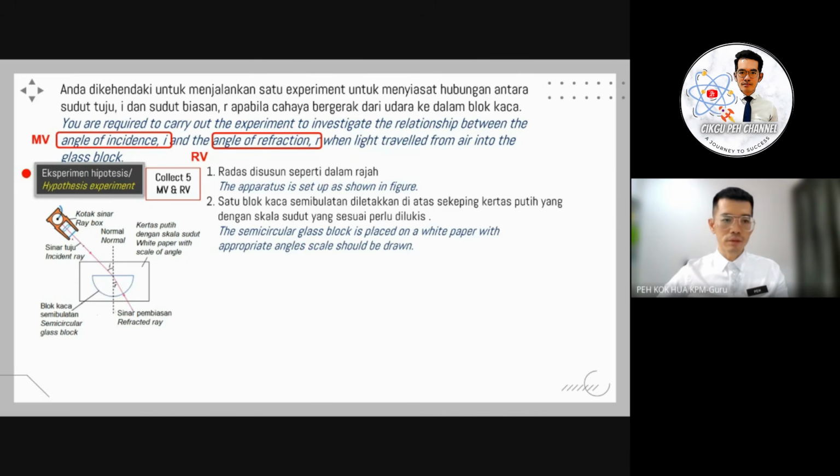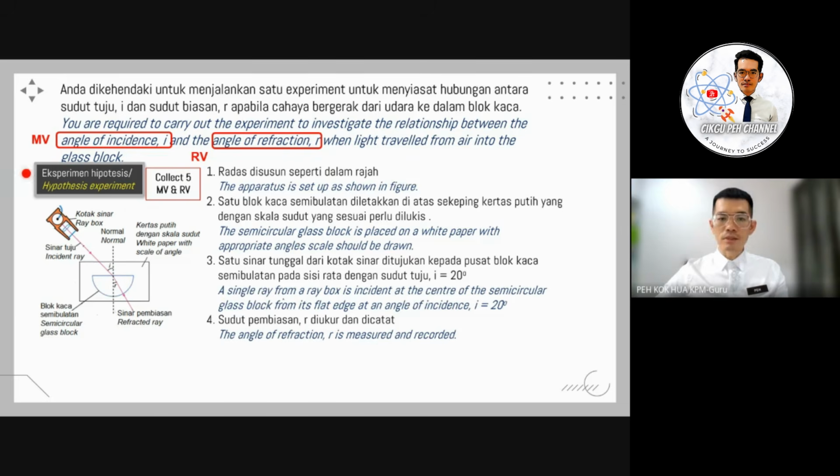There is a red box, a semicircular block, and white paper. Number 2, the semicircular glass block is placed on the white paper with the appropriate angle scale drawn. You can look at the figure. The white paper is provided, but the angle scale is not drawn for you to conduct the experiment. That means you need to draw the proper angle scale for the measurement of I and also the R.